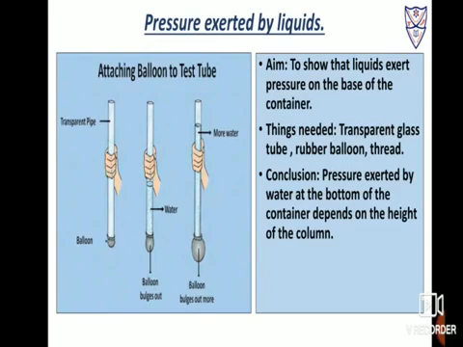Observation. What are you going to observe? The rubber balloon bulges out. Now pour more water in the tube. You will see that the balloon bulges more. It is increasing more. So what have we concluded? Liquids exert pressure on the base of the container in which they are put. Also, the pressure exerted by the water at the bottom of the container depends on the height of its column. The greater the height, the greater the pressure, and vice versa.